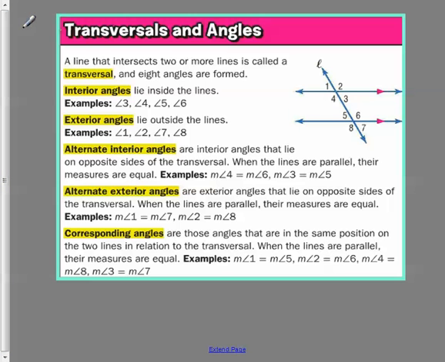In this slide, I want you to take a second, pause the video, and copy these down, okay? You don't have to copy them verbatim, but make sure that you at least have this picture drawn and take some notes on each one.